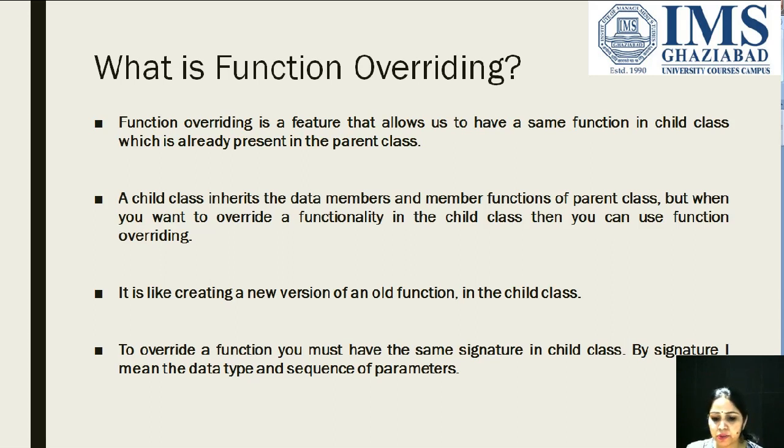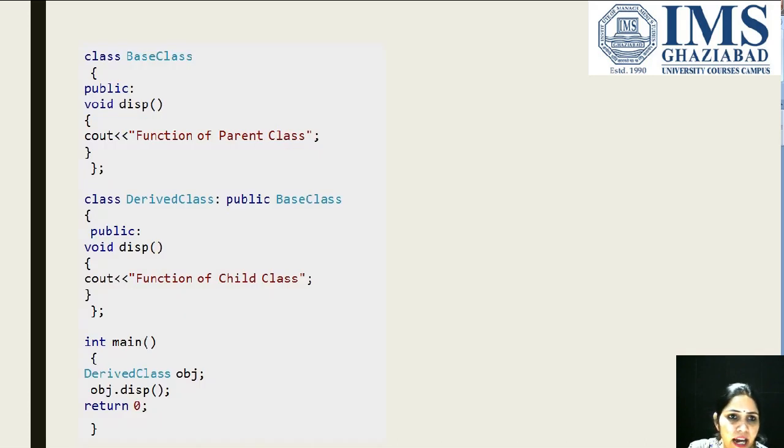Now for example, we have a base class and in this we have used a function display, and this function is just printing a statement. This is the function of a parent class, and in the derived class, public base class, that means the derived class has inherited the features of the base class. Now public void display cout function of child class. In this display function of the derived class, the print statement is function of child class.